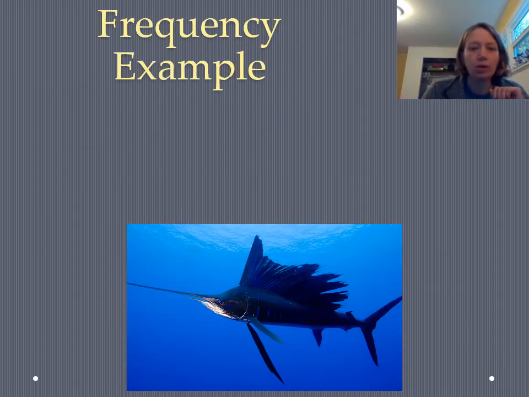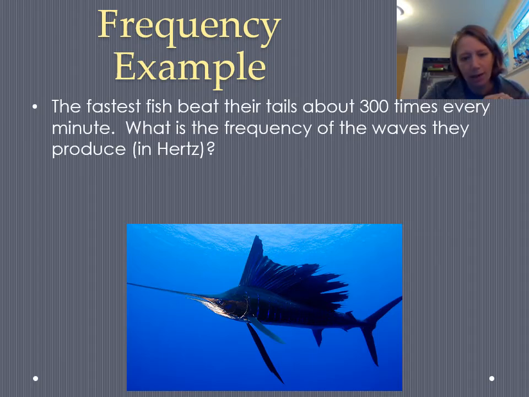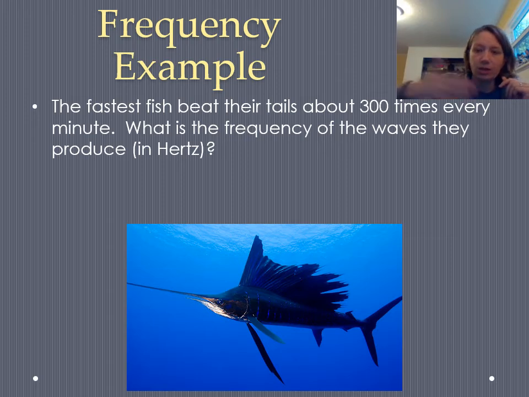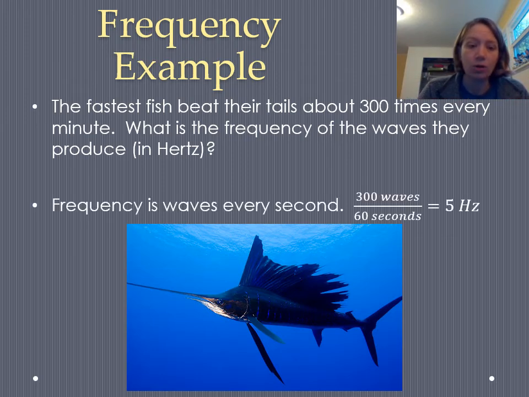Let's run one little example of a frequency word problem. So that down there is a swordfish, and swordfish are about the fastest fish in the ocean. When they're swimming, they can beat their tails 300 times every minute. So the question would be, what is the frequency of the waves they produce in hertz? So remember, that's a wave every second. So each time they beat their tail, it's going to be 1 wave, and I want to know how many waves every second are produced.